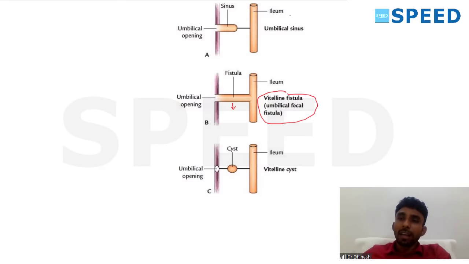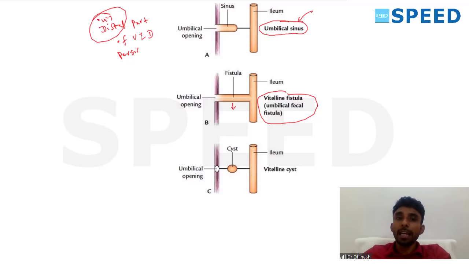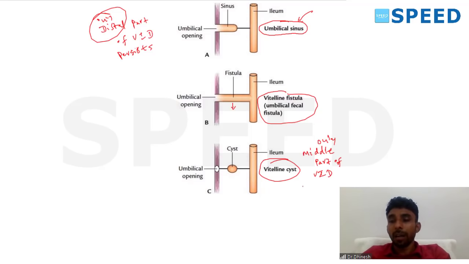Okay. And what is the condition called umbilical sinus? Yes, this congenital anomaly is due to persistence of only the distal part of the VID. So sinus means only the distal part of VID is persisting. Okay, fine. And if the proximal and distal parts of VID are obliterated, but only the middle part of VID is persisting, it will be called what? Vitelline cyst.